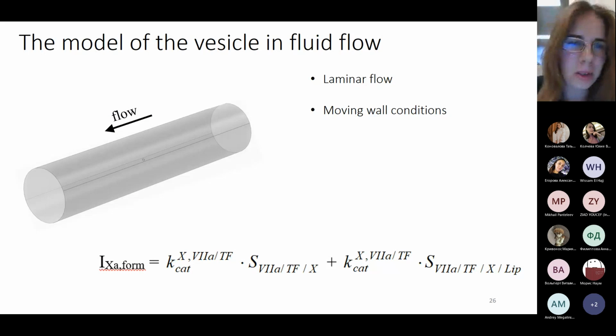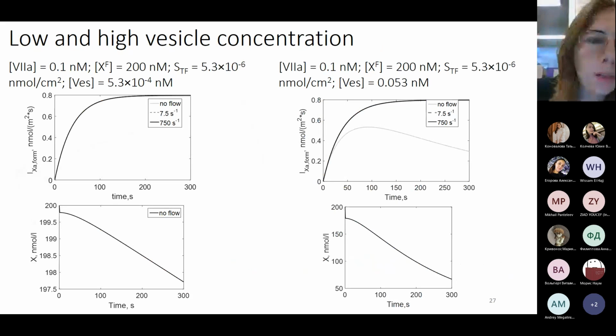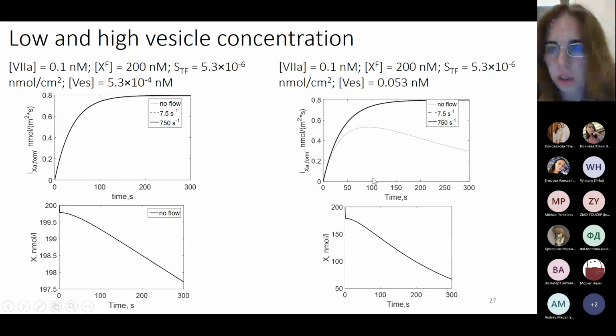The final section: we create the model in flow, putting the vesicle with reaction on its surface in flow conditions, and the flow was laminar. We calculate the flux of factor 10 active formation in two conditions, flow and non-flow, and then we compare the two models, one in flow conditions and one, model C from our previous sections, without flow. We found that the rate of factor 10 activation is different in flow and non-flow conditions only when we have substrate depletion, of course in non-flow conditions, because in flow conditions the substrate is delivered by the flow.